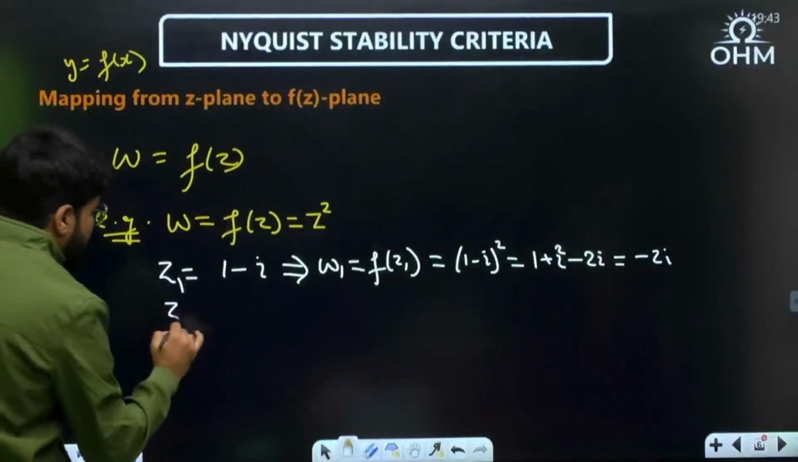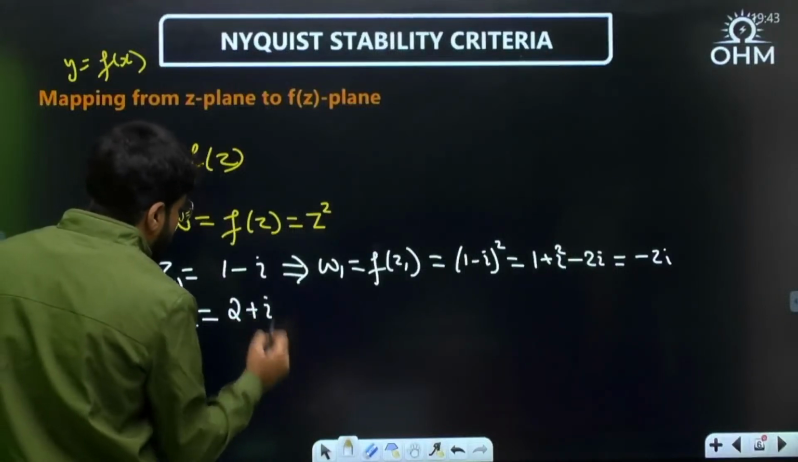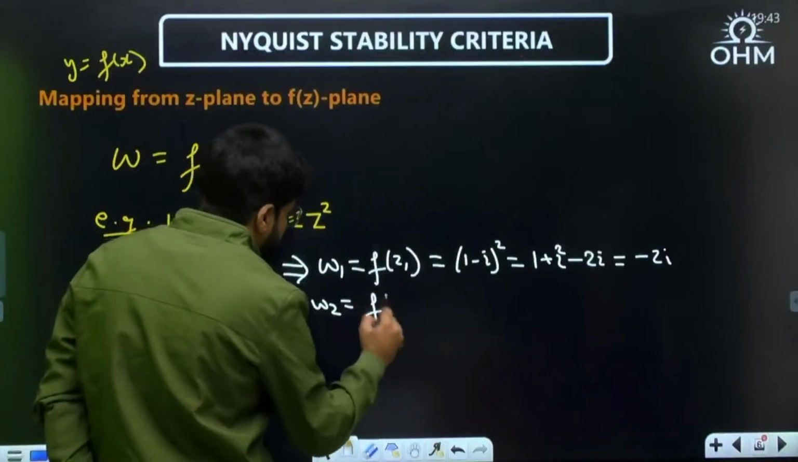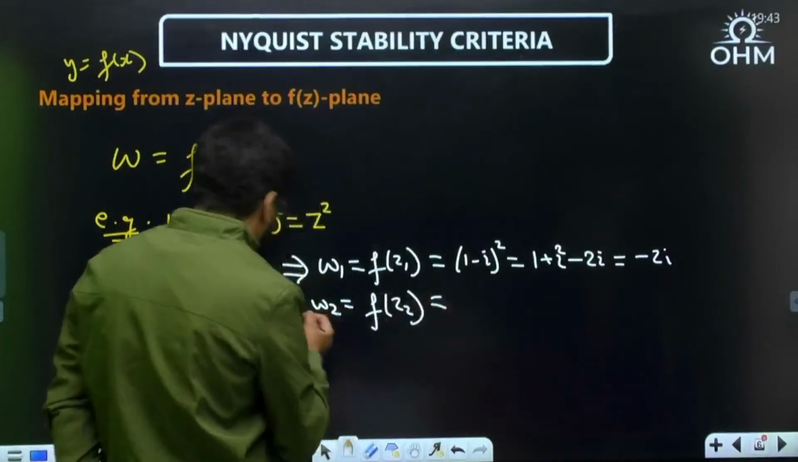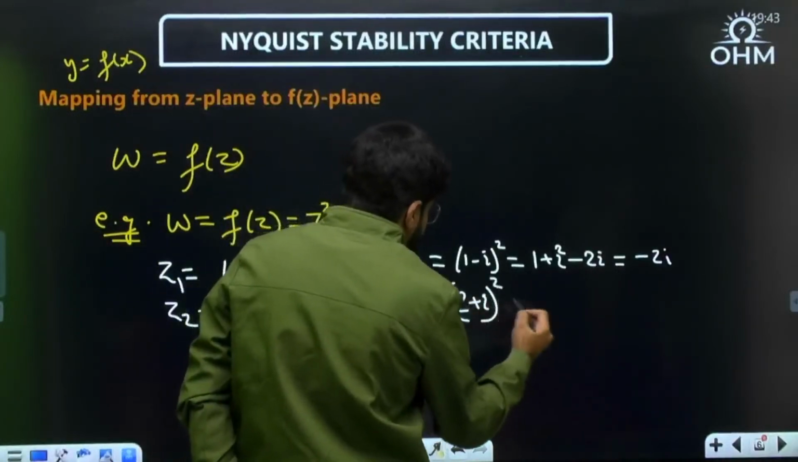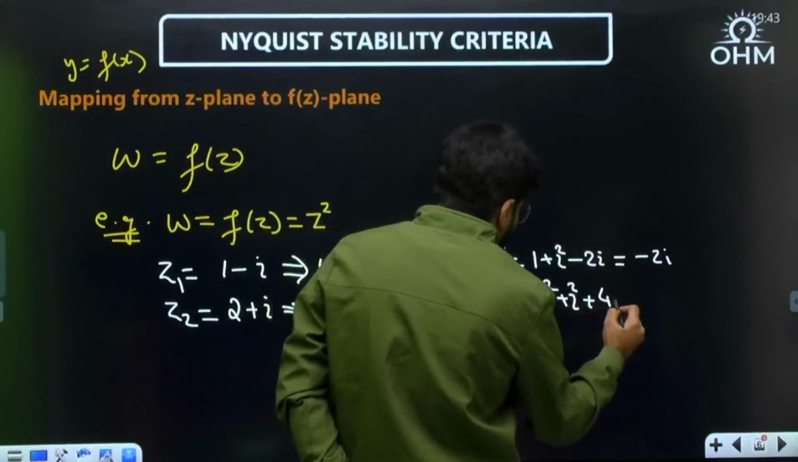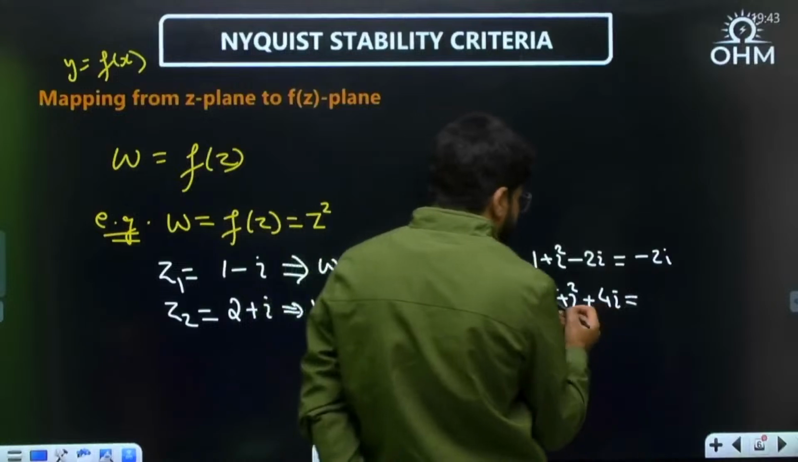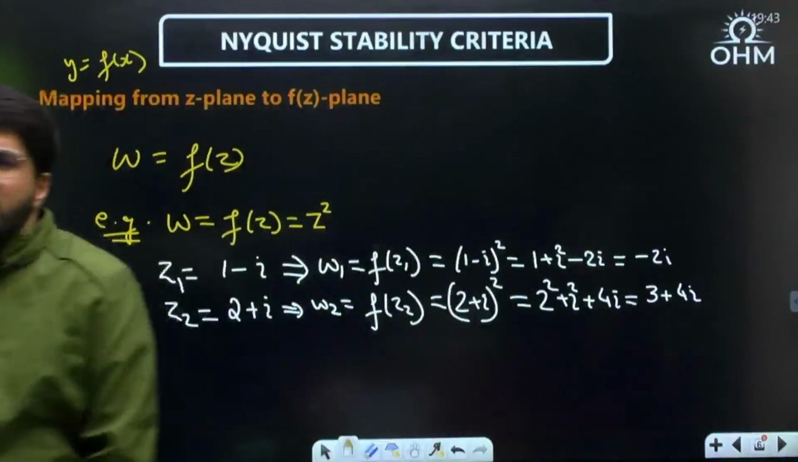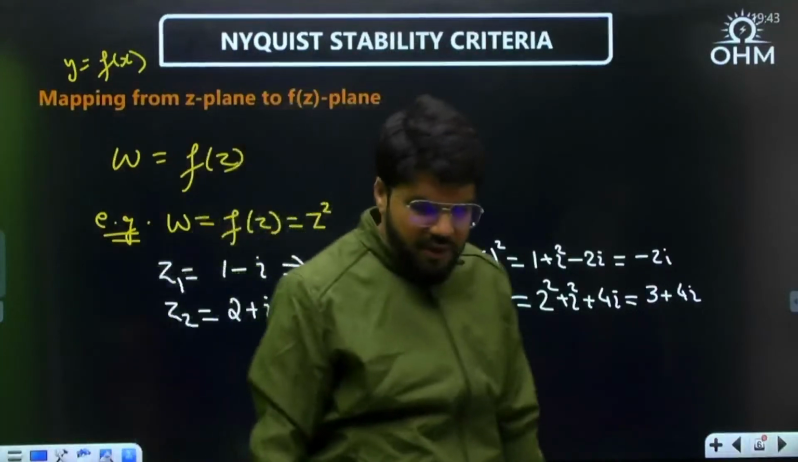Correct? Suppose you take z to be any other value, for example 2 plus i. What is the value of w2, or f of z2, the value of the function at z2? The rule is again to take the square. The function that I am discussing right now is z square. So (2 plus i) whole square: 2 square, i square, plus 2ab, that is 4i. i square again is minus 1, so 4 minus 1 is 3. And this is 3 plus 4i. Correct, dear?